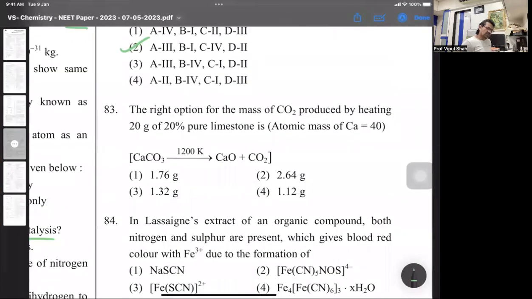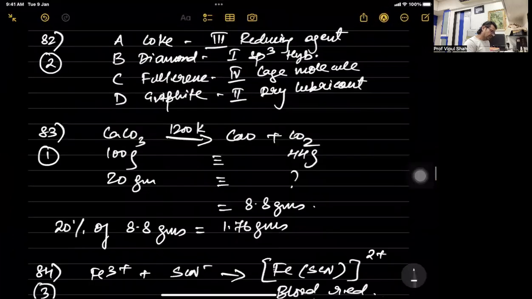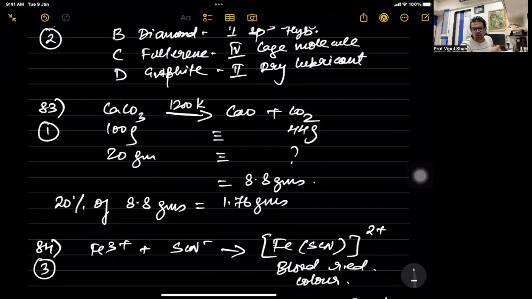Then, people, this is a very direct question of mole concept. Right option for the mass of CO2 produced by heating 20 grams of 20% limestone. That's going to be A, 1.76. Look at this, a very direct one. As per the reaction, 1 mole of CaCO3 is 100 grams, giving me 1 mole of CO2, which is 44 grams. So they are saying 20 grams will give how much? So that's 8.8. And they are saying it's only 20% pure. So 20% of 8.8 grams, that is 1.76 grams. That's option 1.